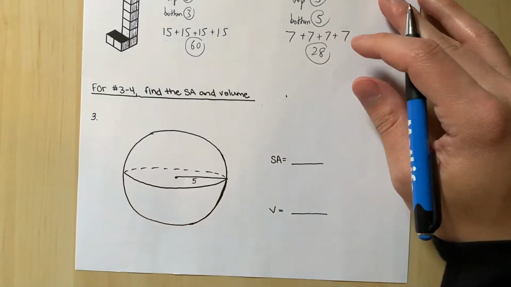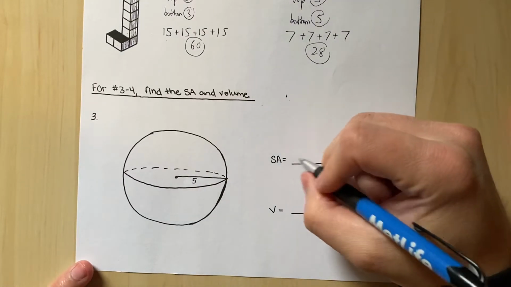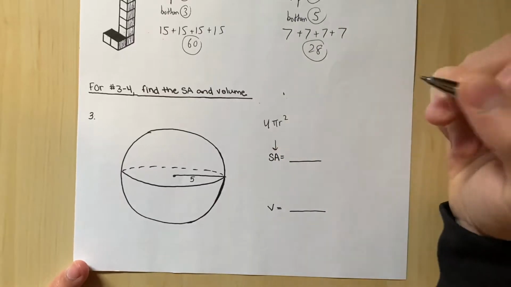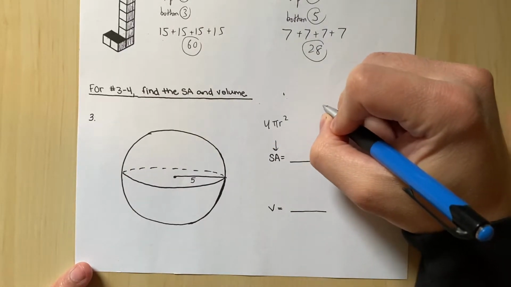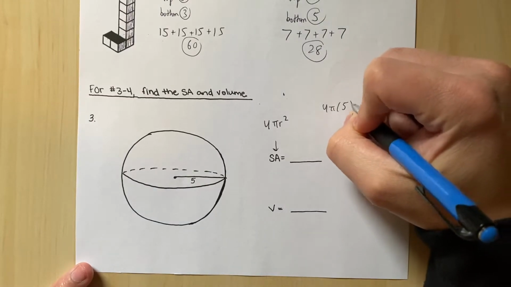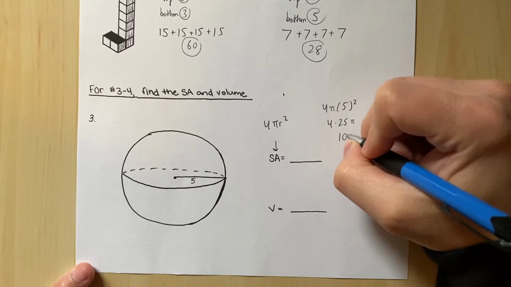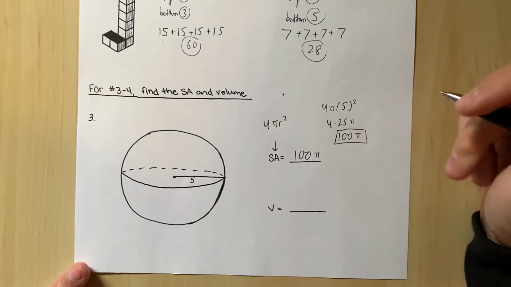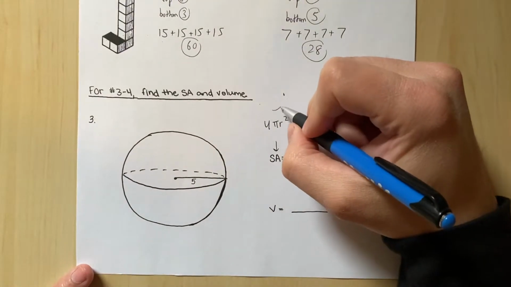For a sphere, surface area and volume, it's a very simple formula. The surface area formula is 4 pi r squared. Okay, and the radius is 5. So 4 pi times 5 squared, 4 times 25 pi, which is 100 pi. Okay, and there's your answer. Boom, got it. But it's knowing the formula. You have to know this formula.